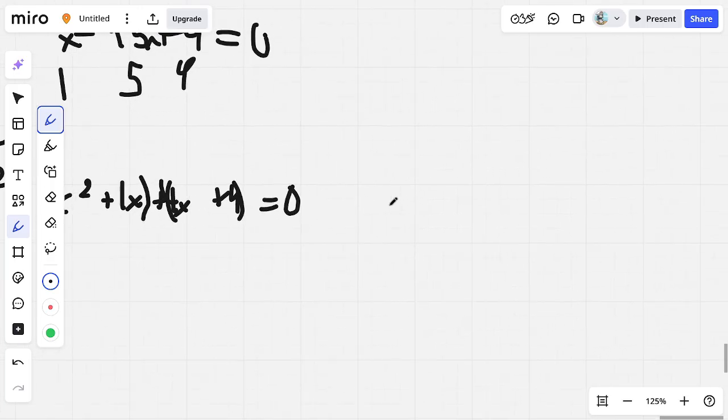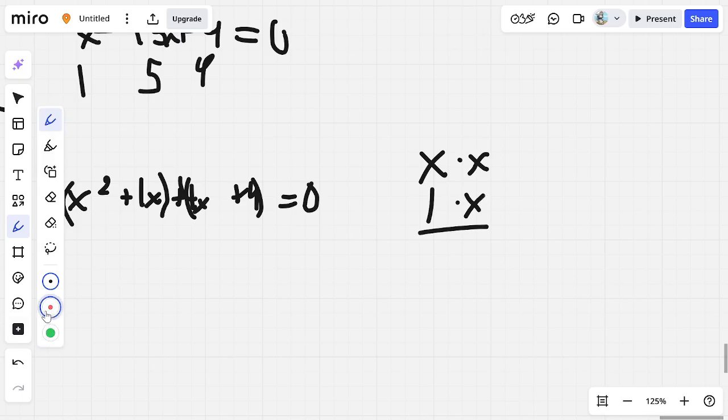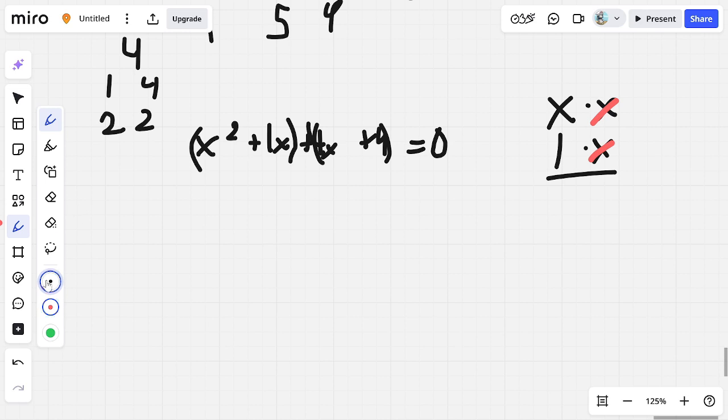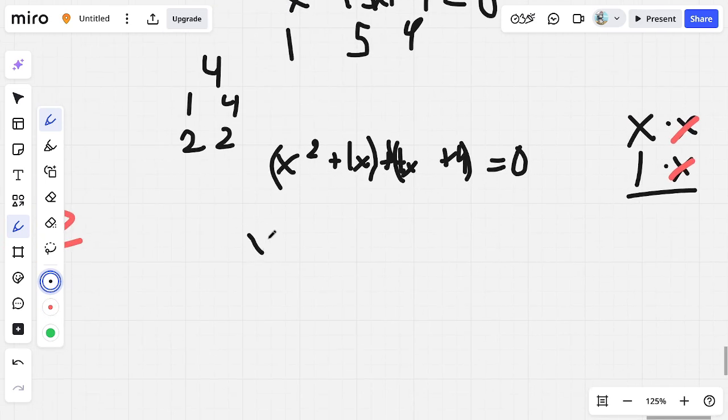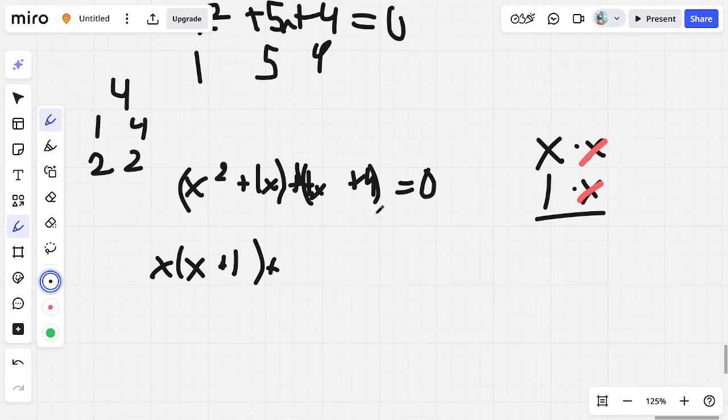So here is basically what common monomial factoring is. We have x squared. X squared, when you expand it, is x times x. And we have 1x, so 1 times x. What is the common thing that they have that we can take out? We can remove x. So we take out x, which leaves us with x plus 1, plus 4x plus 4. What do they have in common?